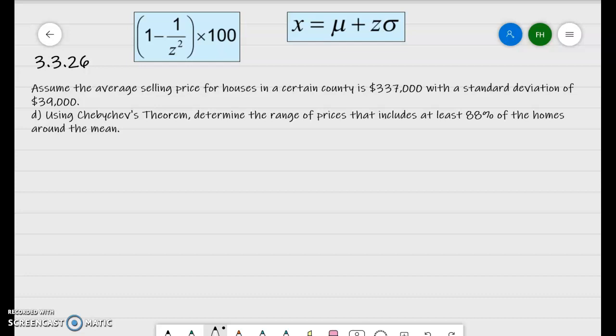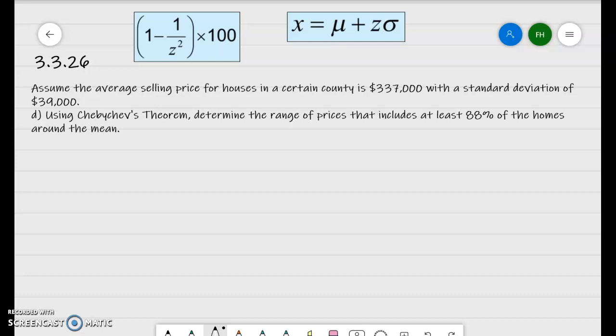So on my question 3.3.26, assume the average selling price for houses in a certain county is 337,000 and a standard deviation of 39,000. Using Chebychev's theorem, determine the range of prices that includes at least 88% of the homes around the mean.